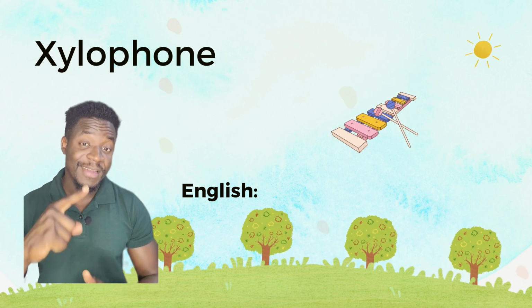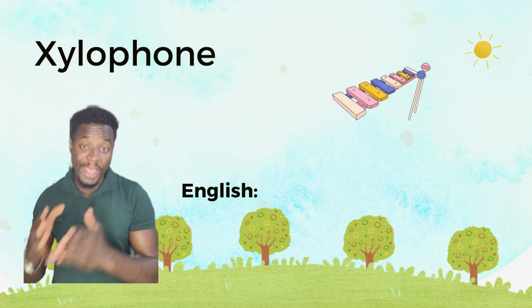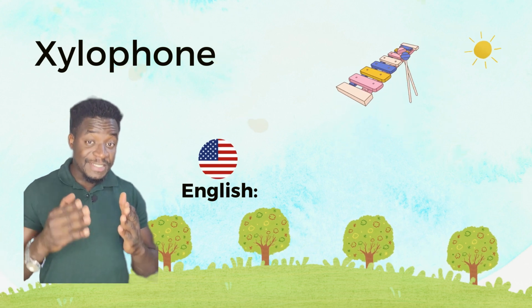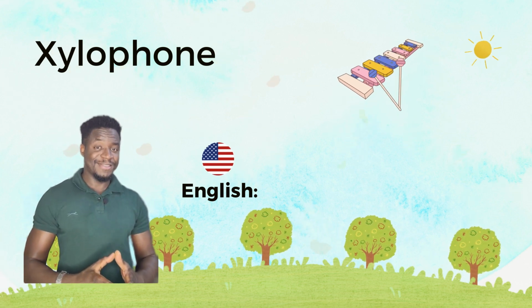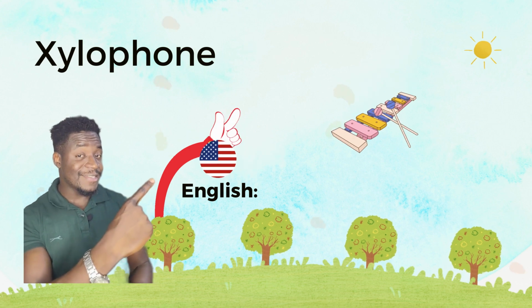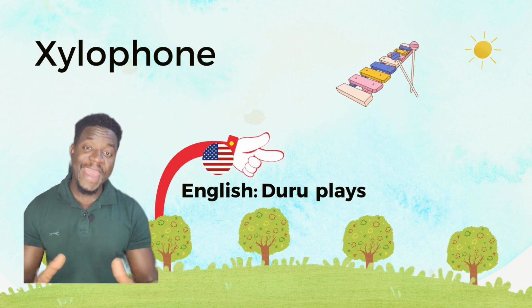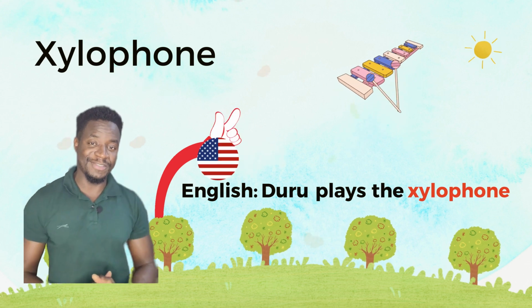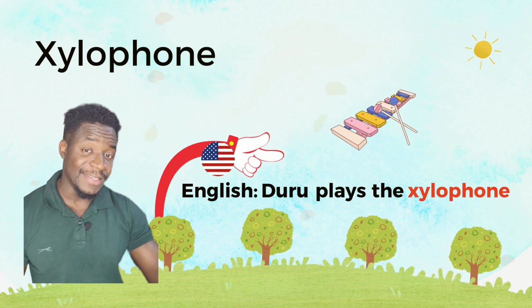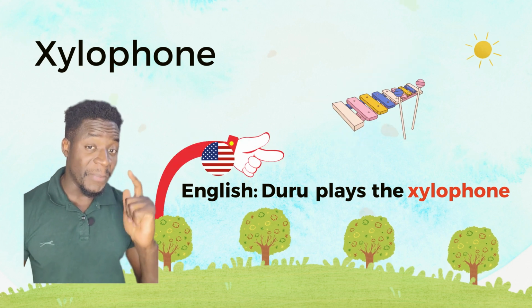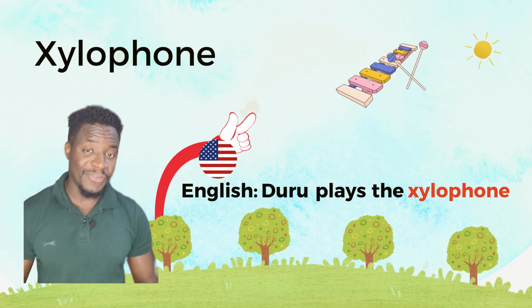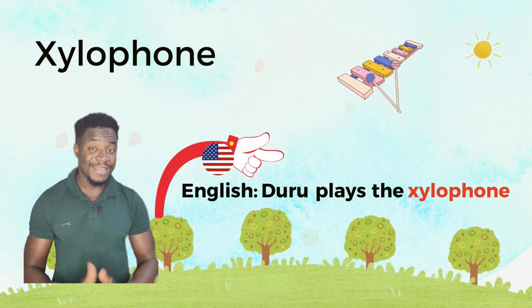Nice. Let's move. So let's make some example sentences using the word xylophone in both English and the Turkish language. Okay? Let's go. So in English language, an example could be, Duru plays the xylophone. Let's repeat again. Duru plays the xylophone. All right?